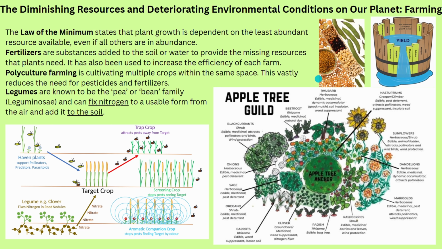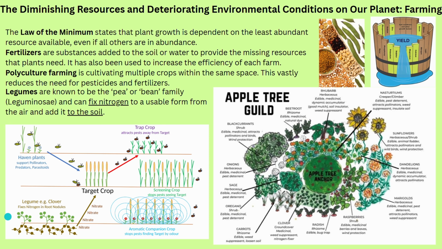However, a more natural way to vastly reduce the use of pesticides and fertilizers and naturally increase efficiency is through polyculture farming. Polyculture farming is the practice of cultivating multiple crops within the same space. This vastly reduces the need for pesticides and fertilizers. This is also the same advanced farming practice that Native Americans used before colonists thought of them as lesser and cleared them out, along with their farms, to set up monoculture farming instead.